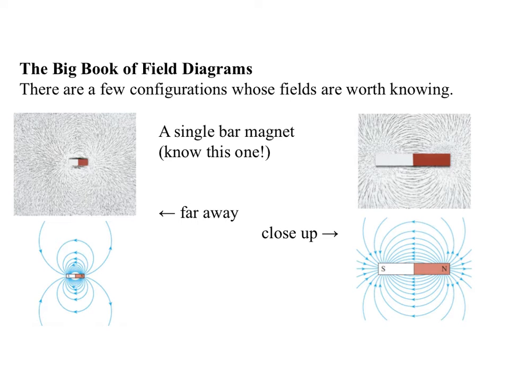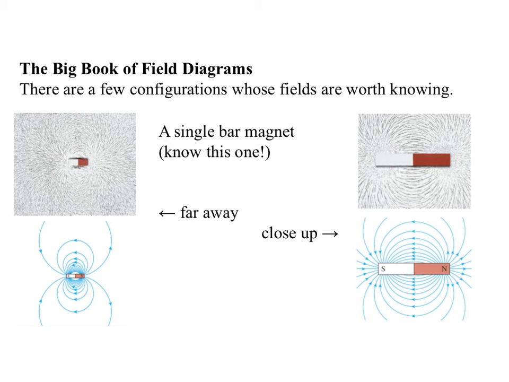So we're going to talk about the big book of field diagrams for magnets. There's just a few configurations whose fields are worth knowing. You can kind of figure out other ones, but these ones come up a lot. The most important, the one that you actually need to know sort of cold, is a single bar magnet. Your book gives it to you both filmed far away, so you can see what it looks like far away, and we get some field like this.